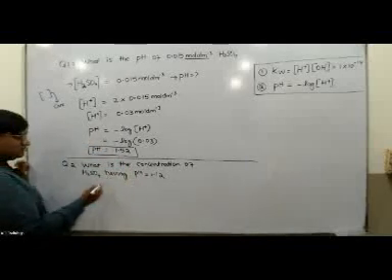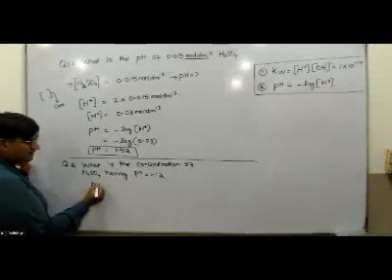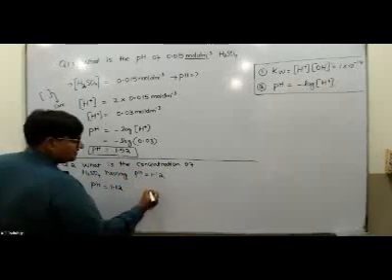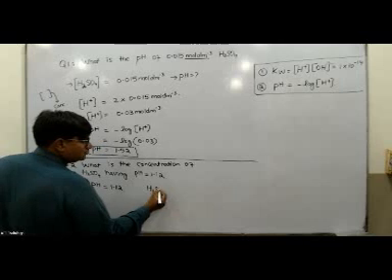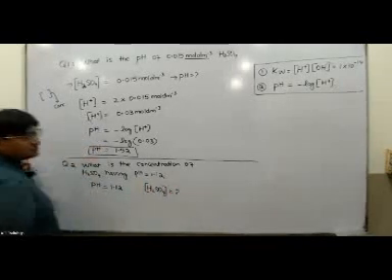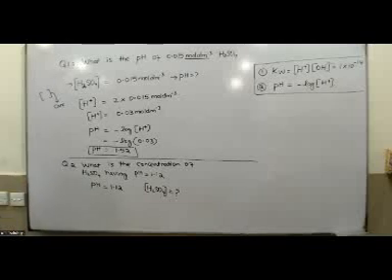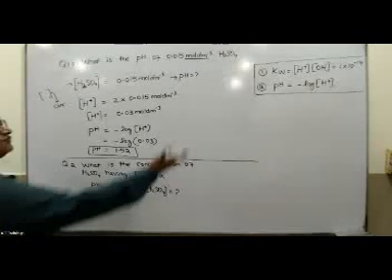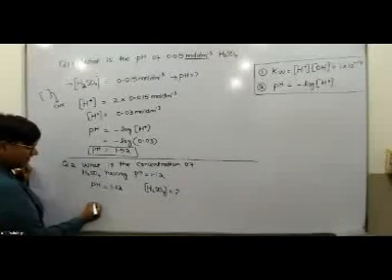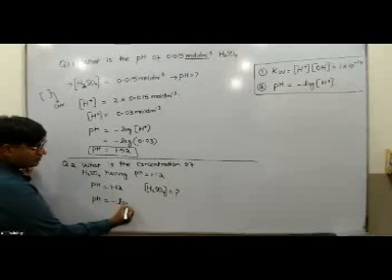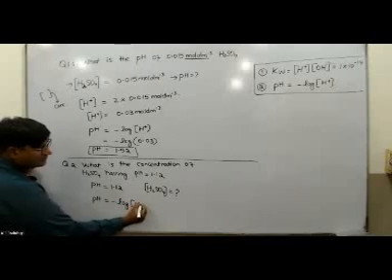Now this time, my dear students, he has given you the pH. The pH is 1.12, and he wants you to find the concentration of sulfuric acid. So this time, what you are supposed to do, the pH is given. So use this formula: pH is equal to negative log of hydrogen ion concentration.